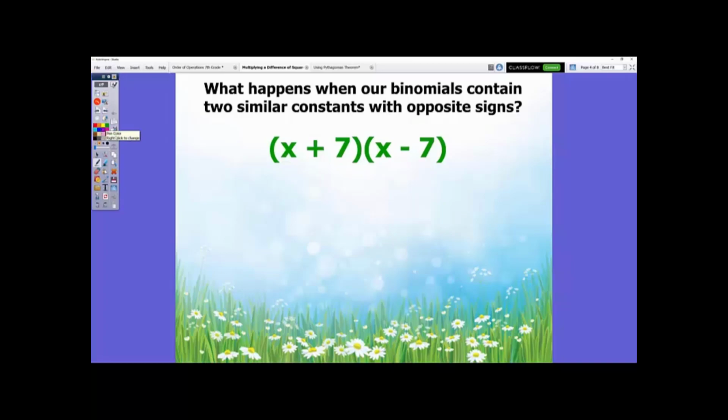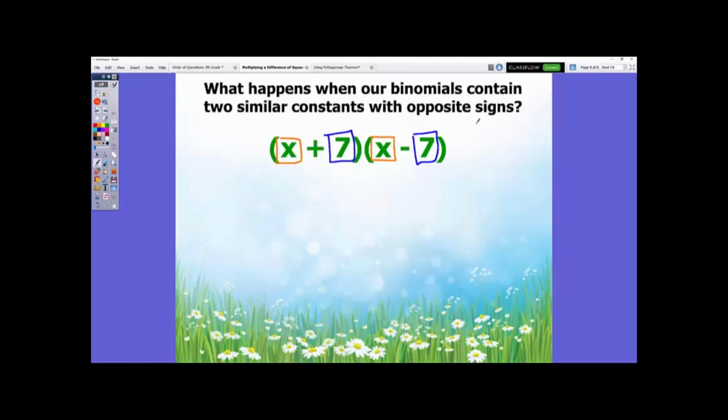So if you look at the binomials on the screen, you'll notice, like the ones that we've done up to this point, we have the same variable. And if you look at the constant in each binomial, they're both 7s. So both of these binomials are almost exactly the same thing.